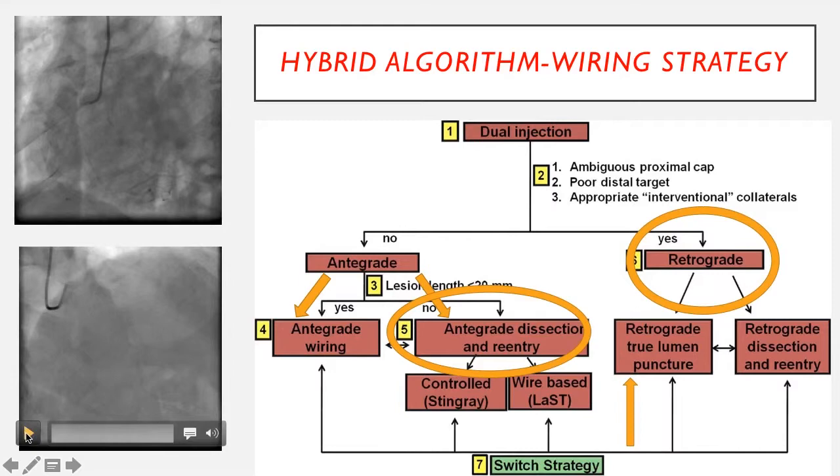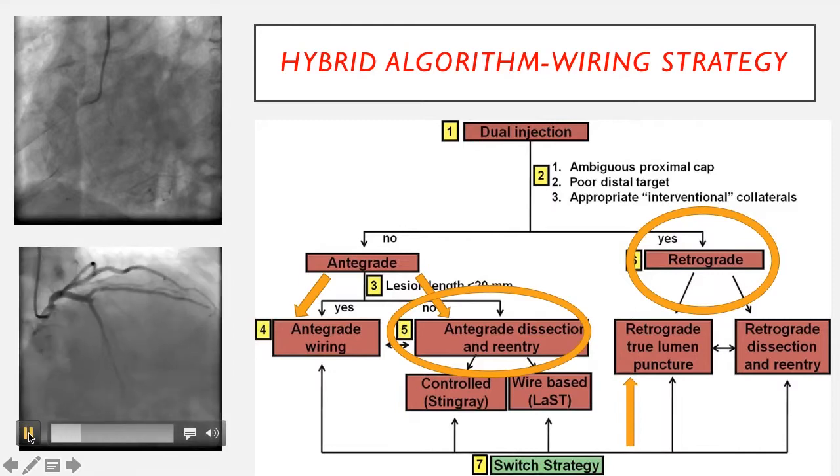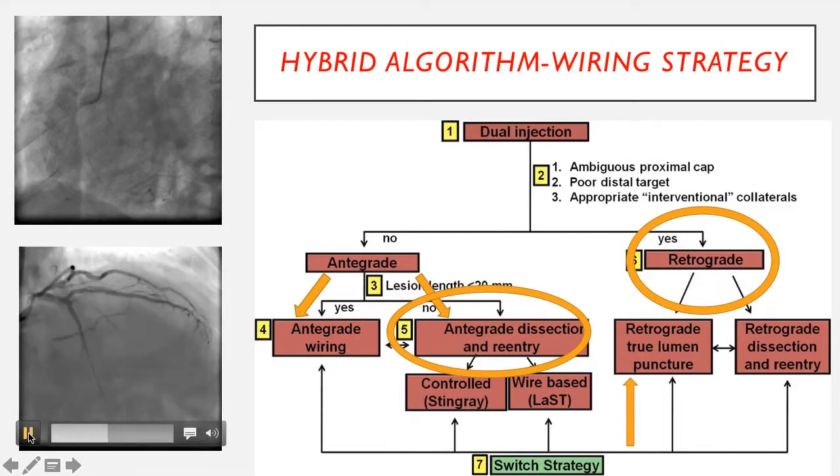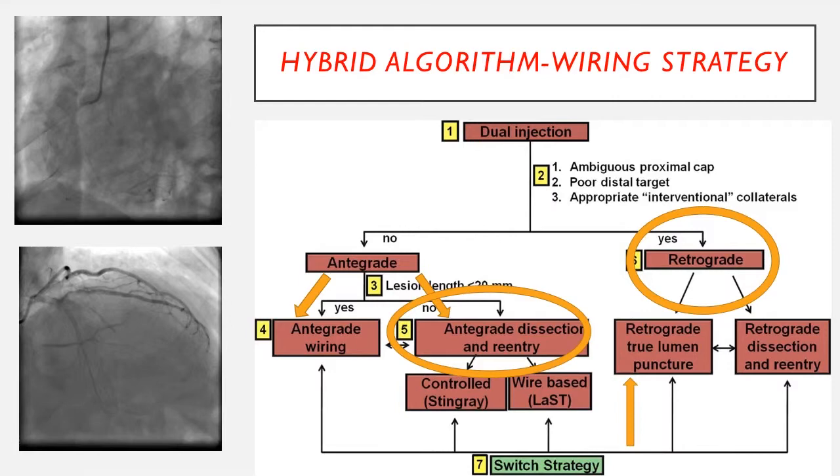In this patient, there is a good retrograde channel. I feel it is around CC2, but there are multiple branches coming out of this septal. In such cases where the septal has multiple branches, we end up giving multiple injections to confirm wire position in the appropriate septal.